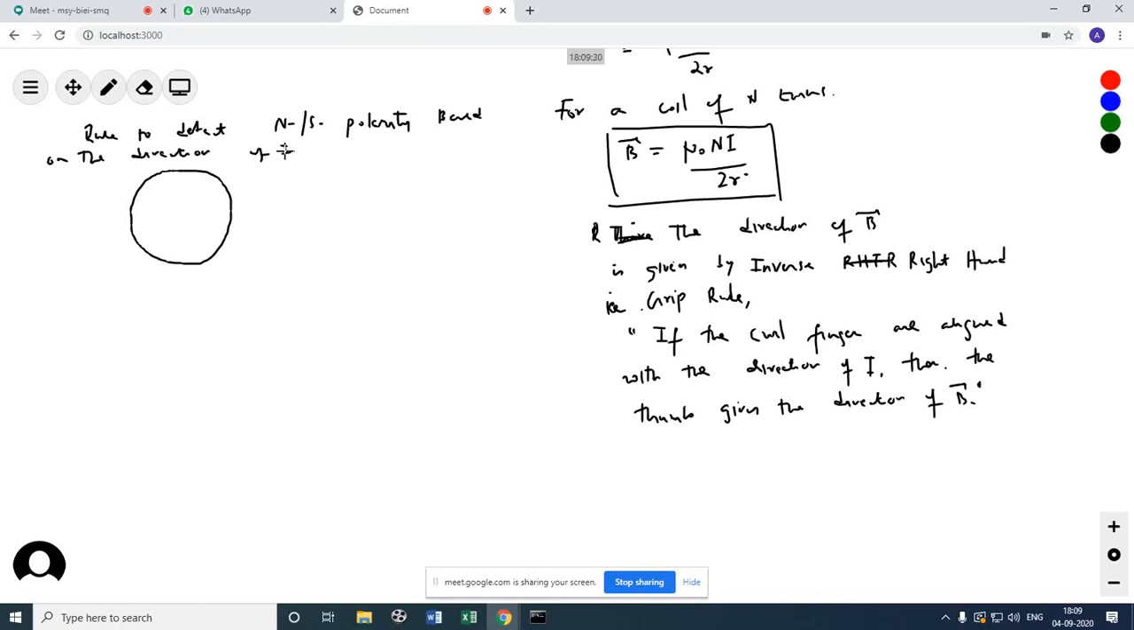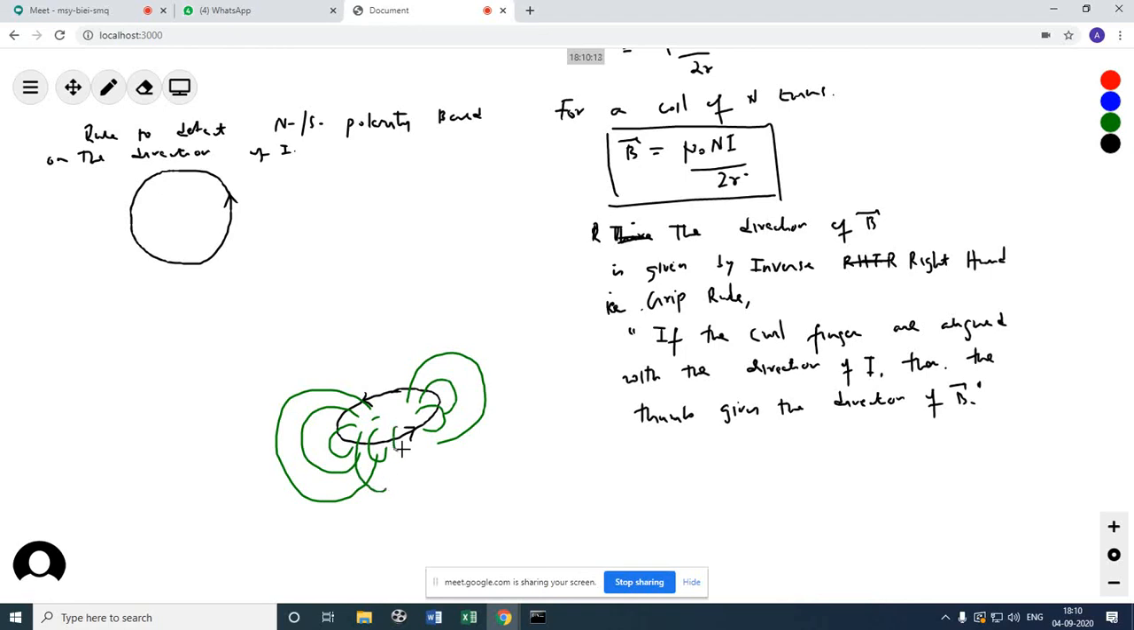Okay. So in the right hand grip rule, what do you do? If the curled fingers are aligned with the direction of I, then the thumb gives the direction of B. Okay? So that's it. There's another way to do it.